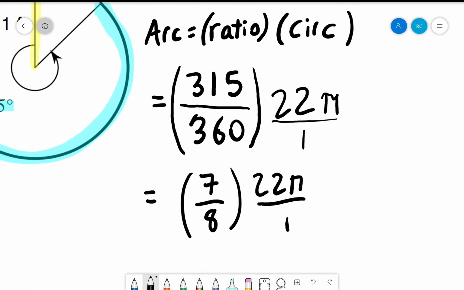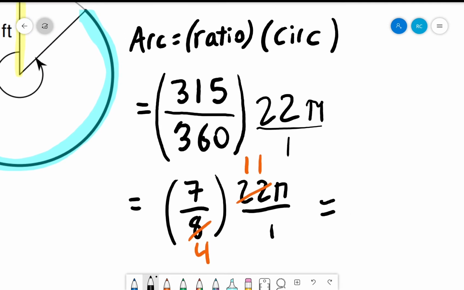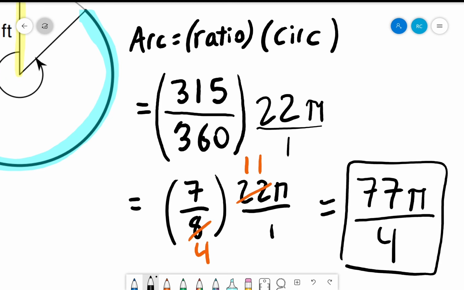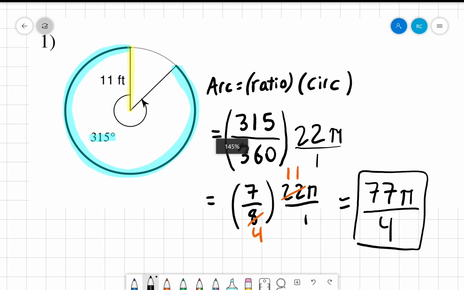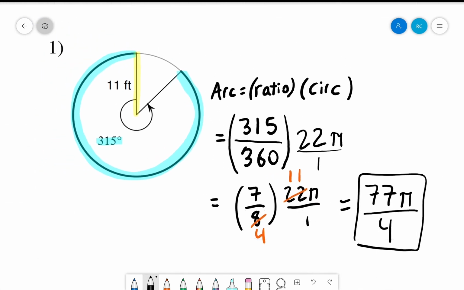Let's see, I think there's a little bit more canceling we can do here. 8 and 22 are both even, so I can divide them both by 2. I believe my final answer is 77 pi divided by 4. And again, I could use a calculator to come up with a decimal approximation if I wanted to, but I don't want to. I'm going to leave it like this.